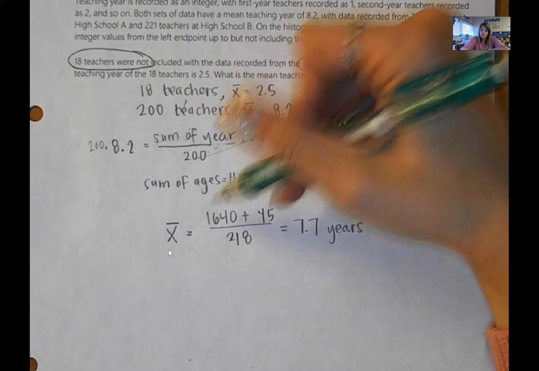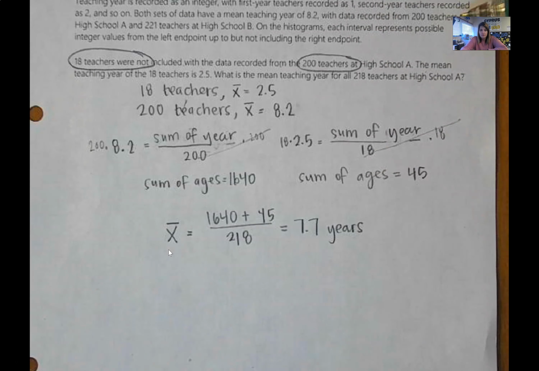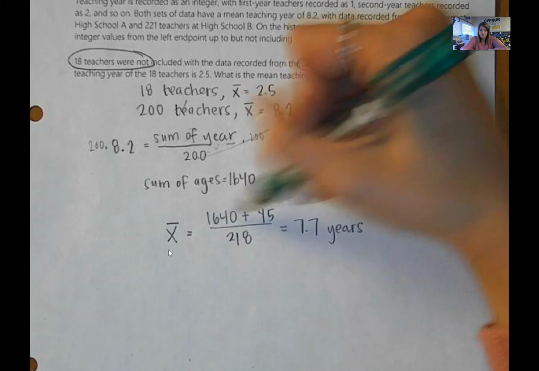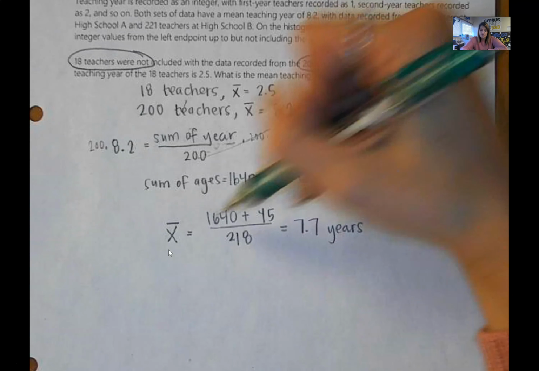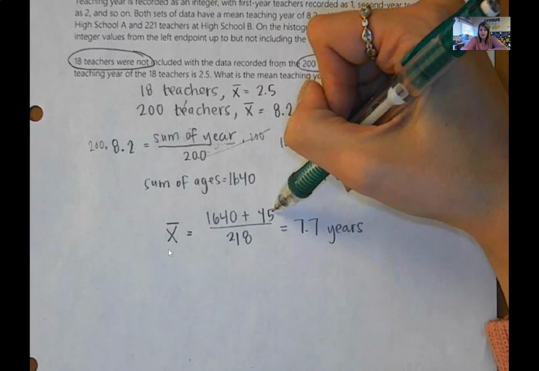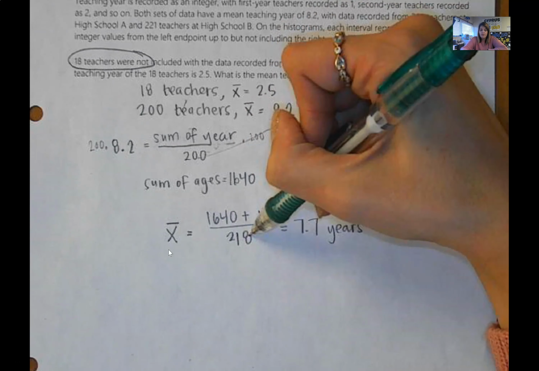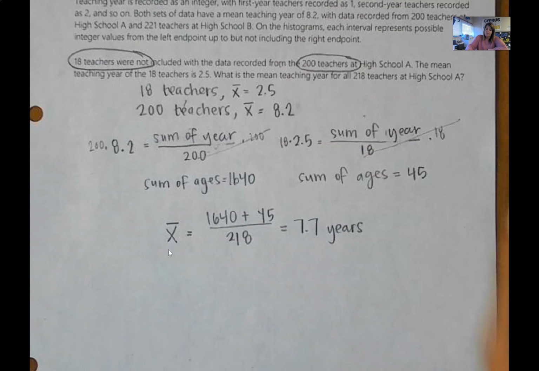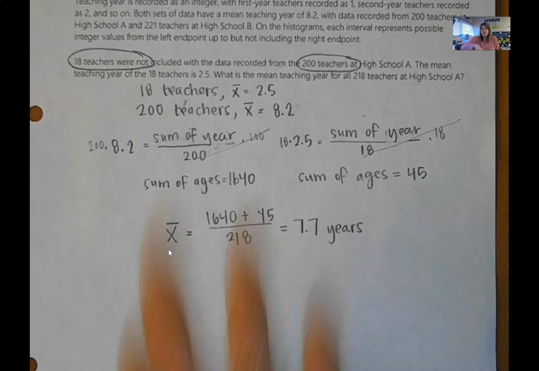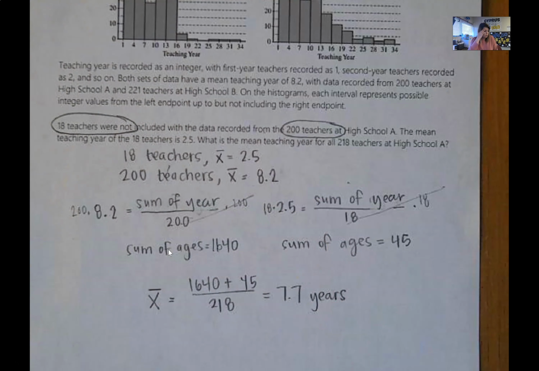So now we can just add those together. The sum for all 218 teachers is 1640 plus 45. And now we can divide by 218, and this gives me a mean of 7.7. Now we haven't talked about the mean a lot because we're going to do that in your next unit. We're going to talk about the mean quite a bit.